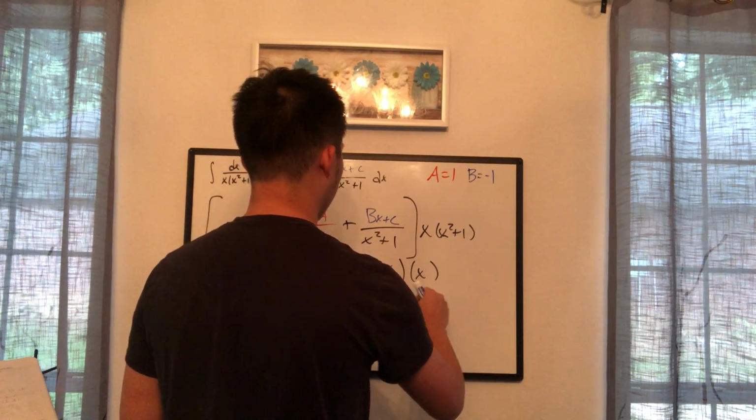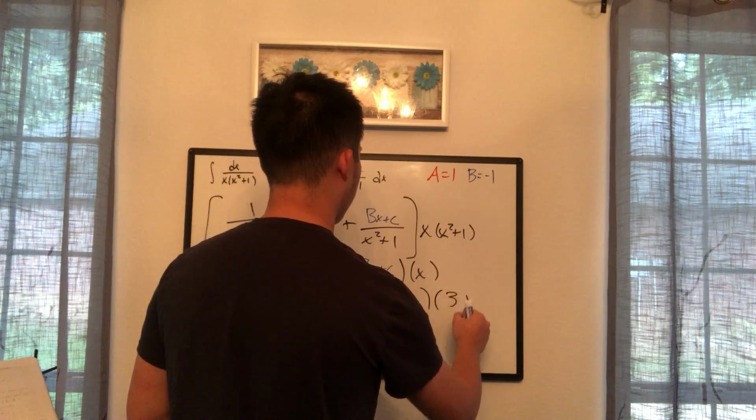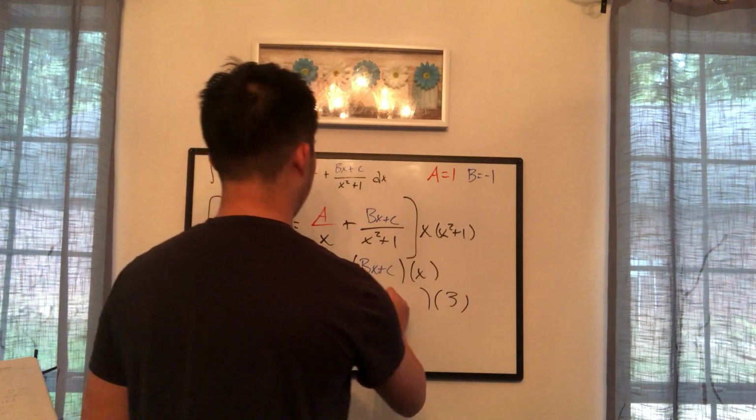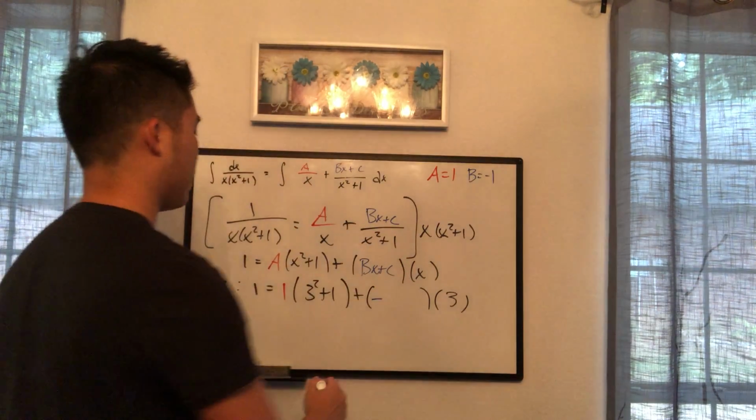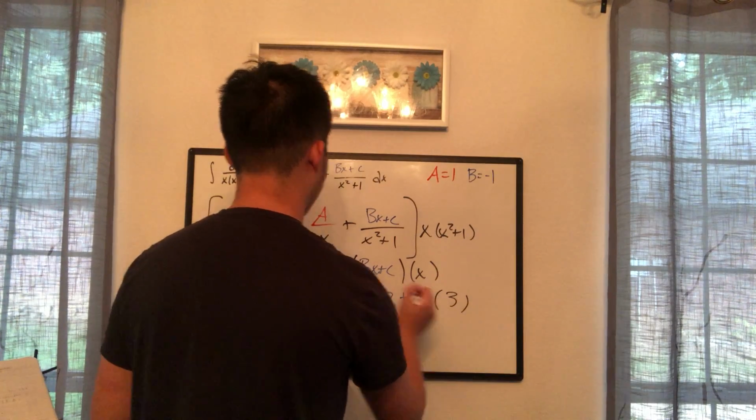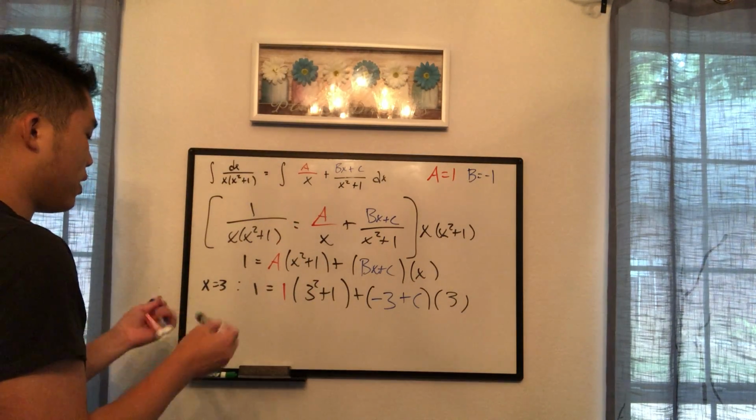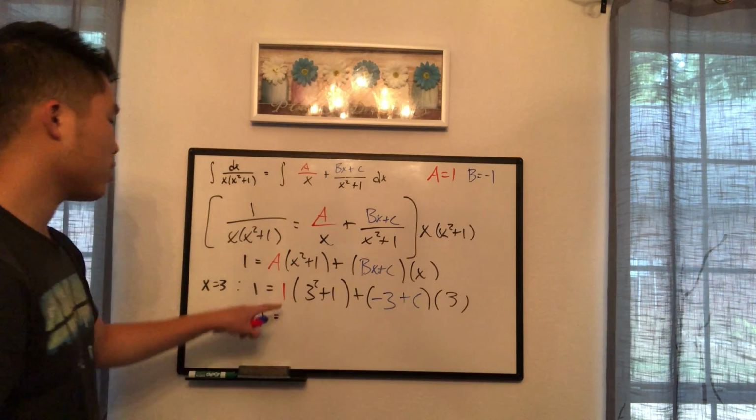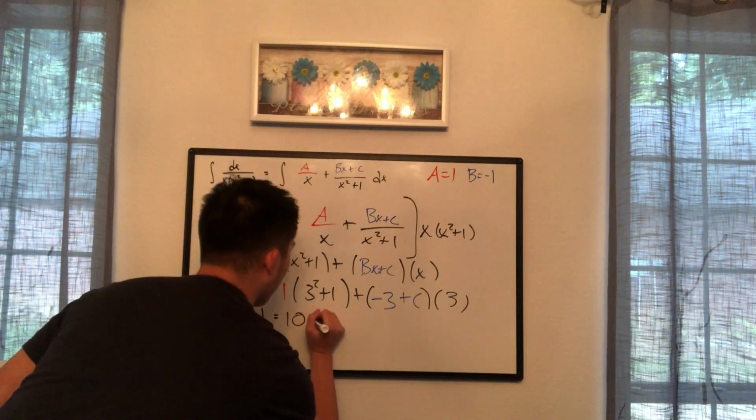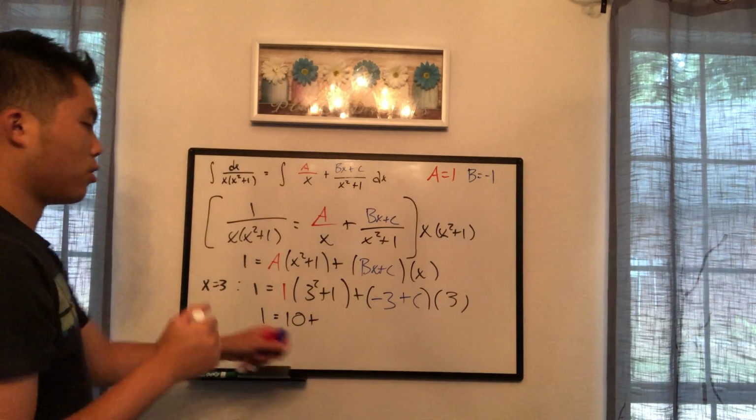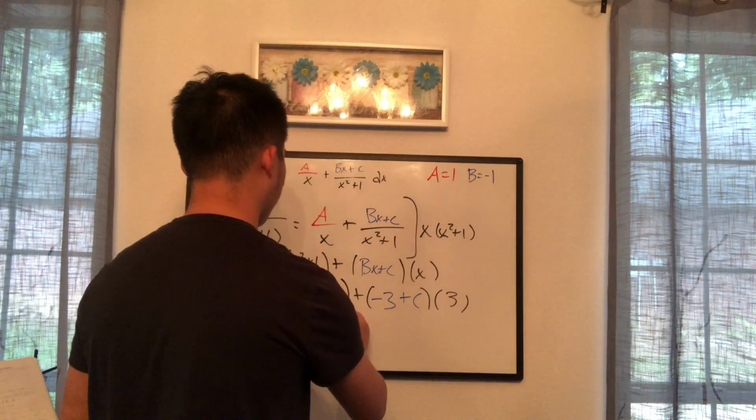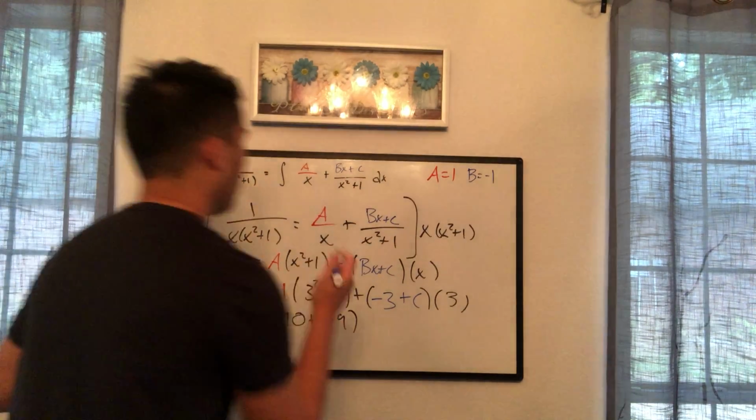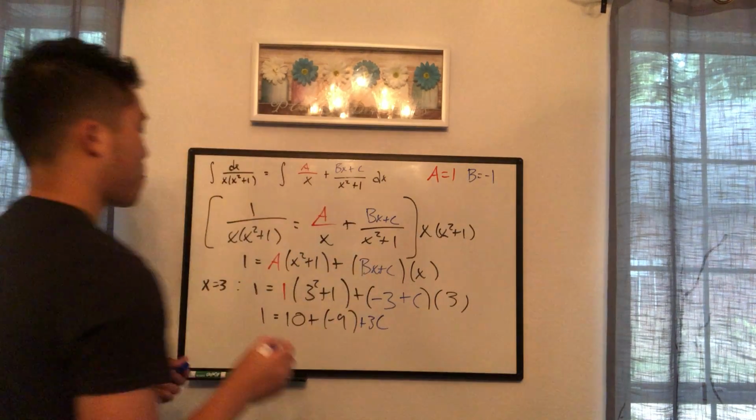you have your 3 over here again, and then you could go up here, B is negative 1, you have negative, and then the x is 3, so negative 3 plus C. And we're going to simplify, so 1 equals 3 squared is 9, plus 1 is 10, times 1 is 10. Plus 3 times negative 3 is negative 9. And 3 times C is 3C. Plus 3C. Right?